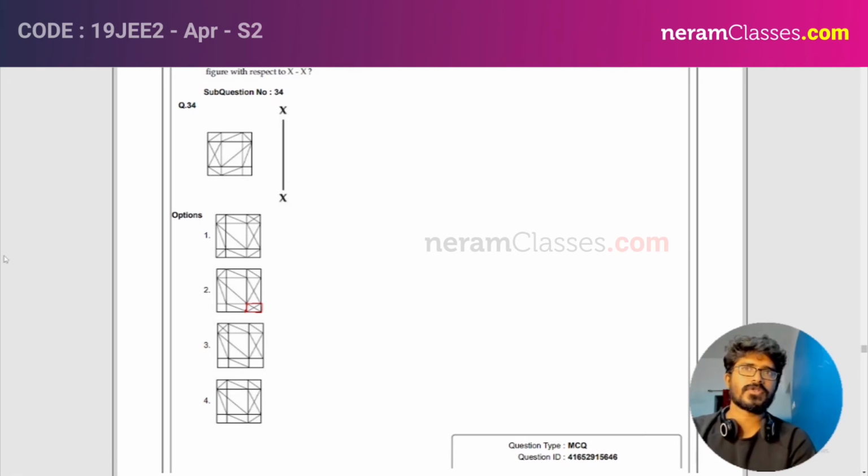Here in this first option you have a cross here which is not there, so 1 is the wrong option. In the second option also we have a cross here, so it's a wrong option. And in the third option we have a cross here in this box, so this is also a wrong option. So option 4 is the right answer because we don't have any crosses here and it's also an exact mirror image. So 4 is the right answer for the question.